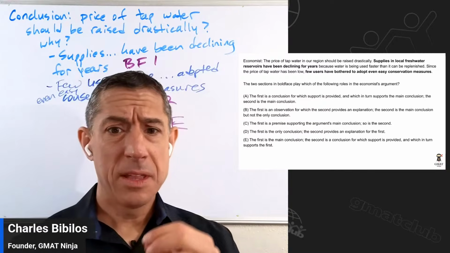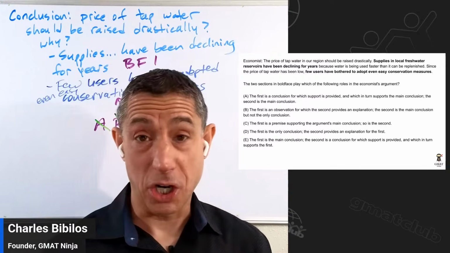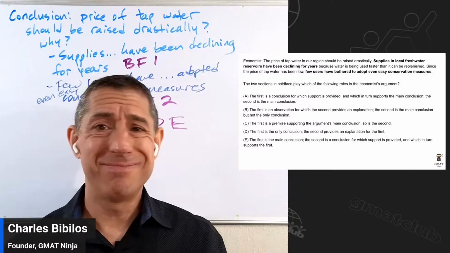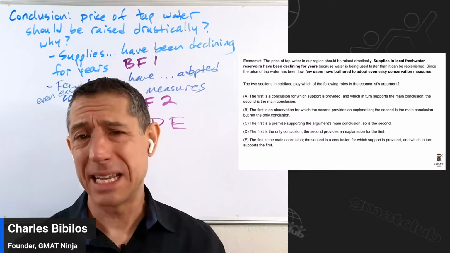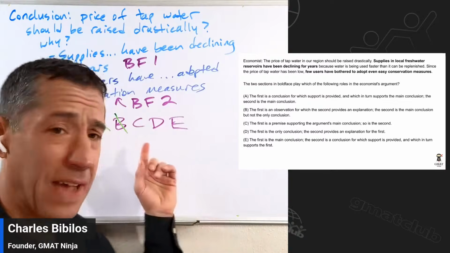C, the first is a premise supporting the argument's main conclusion. Yeah, so is the second, sure. Now, a lot of people ask at this point, what's a premise? Should you worry about these definitions? A premise is just a thing we're stating that we build an argument around. Don't overthink it. Premise, factual statement.